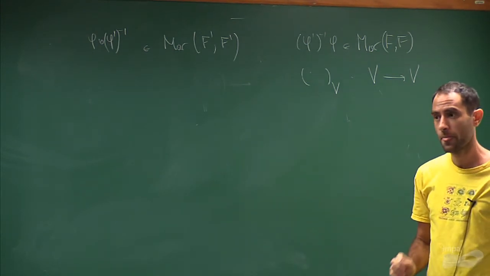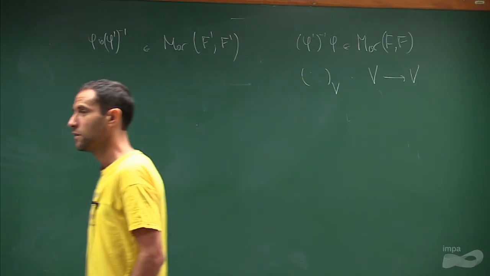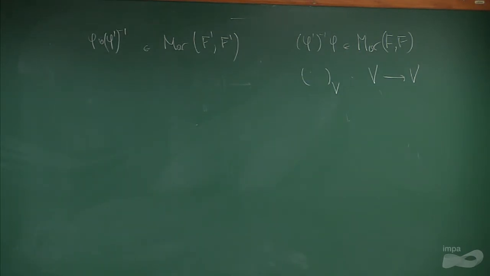Okay? All right, but now I want to get an element in G, not an element from V to V. Why is that morphism coming from an element in G? So here's the deep part. I'm sorry?